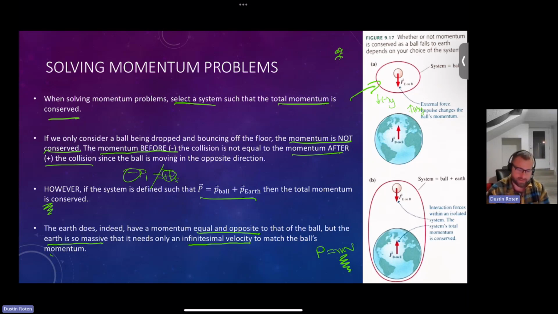But the whole idea here is that, in fact, it's conserved. Momentum is conserved if you draw the correct system. And you can see here on the right, we've drawn this system including both objects interacting, and in this situation, momentum is conserved. So let's summarize really quick.